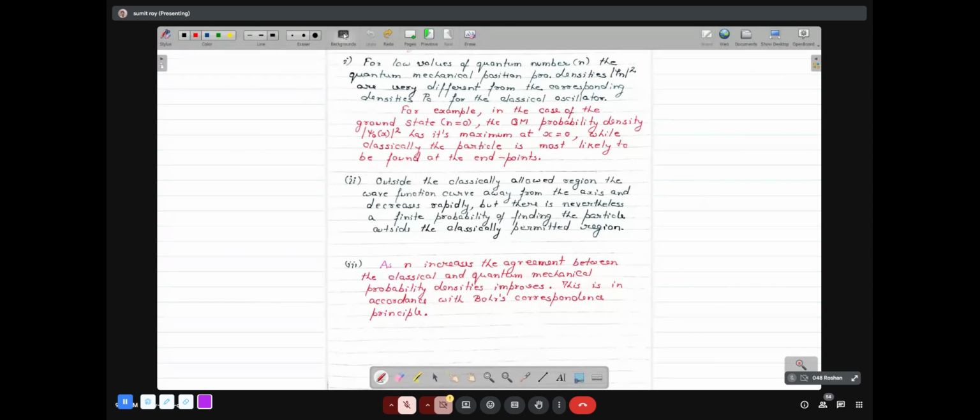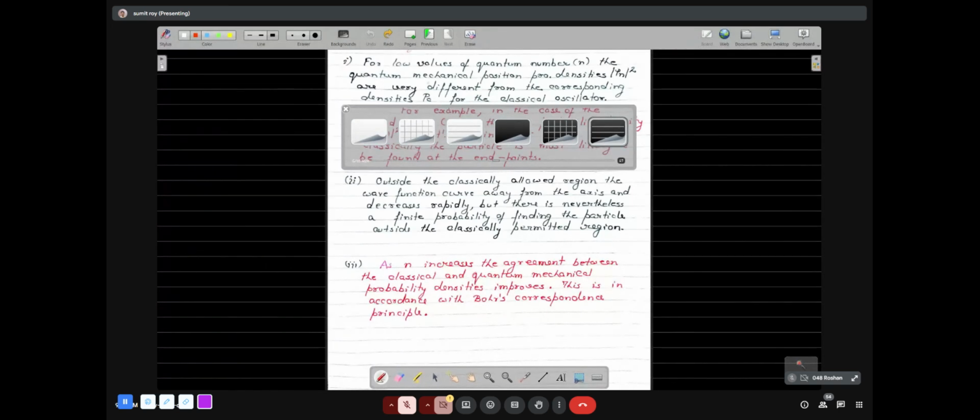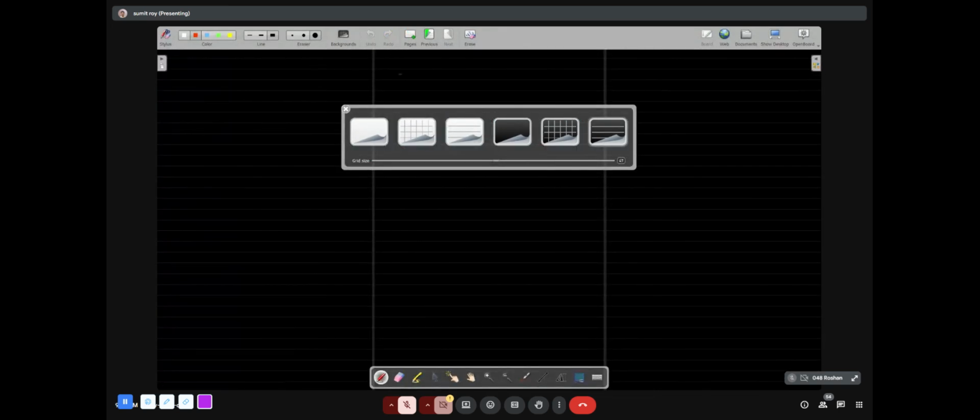One more section, which is not written here, for the harmonic oscillator that I will discuss is the zero point energy.